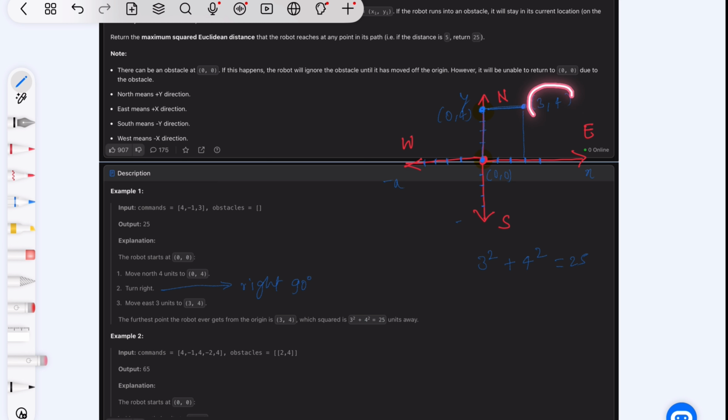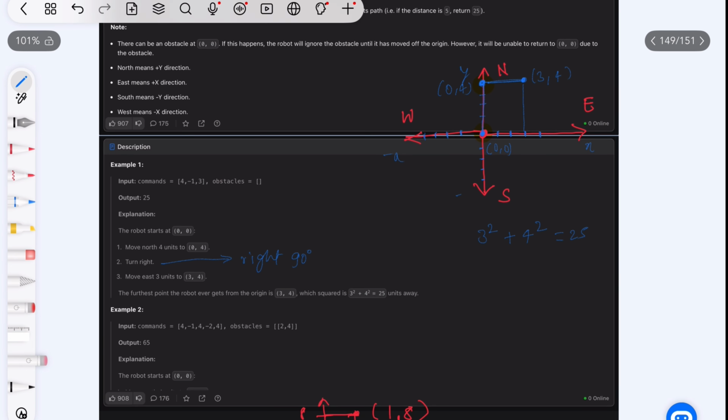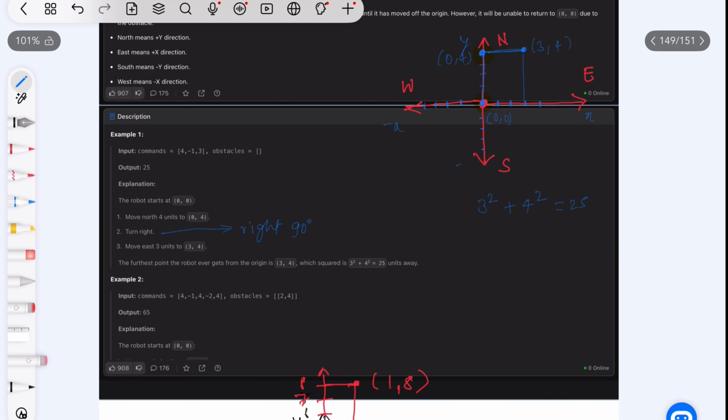It means if this is 3, 4, we have to find the distance. How will you find the distance? x square plus y square, right? That is the distance you have to compute. If you do x square plus y square, you will get 25, and that is why you are getting the answer 25. Now there is no obstacle there, the obstacle list was empty.